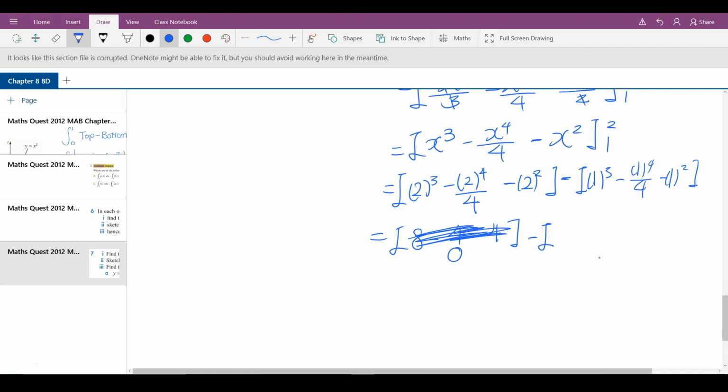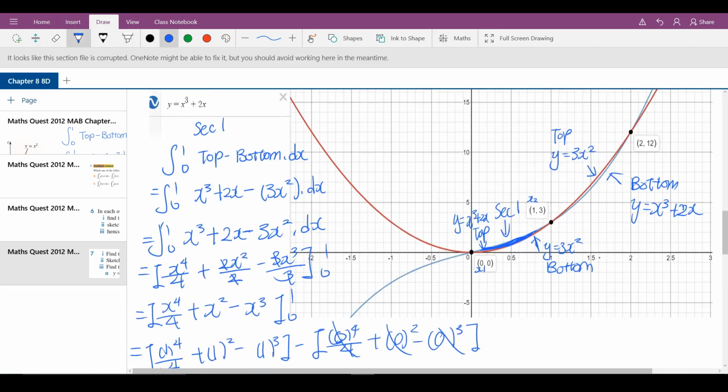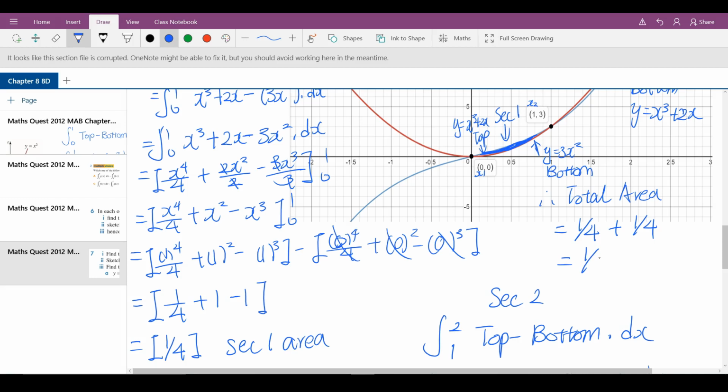And then minus, so 1 cubed is 1, minus 1 to the power of 4 is 1 over 4, minus 1 squared is just 1. So we got 1 minus 1 is gone. So literally we got negative 1/4, which becomes positive 1/4. So this is the section 2 area. So let's go back. Therefore, total area equals 1/4 plus 1/4, which is 1/2 again. So this is the answer.